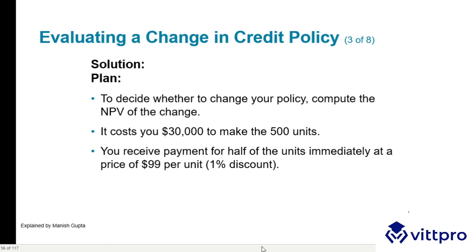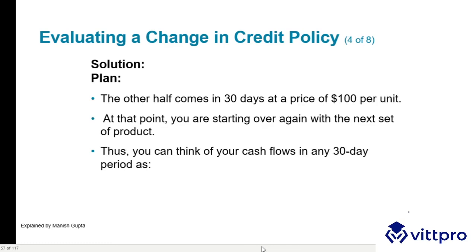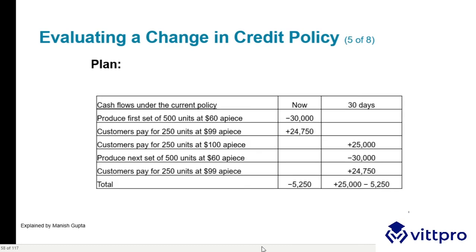It costs you $30,000 to make 500 units, and you will receive half of them immediately, right? $99 per unit, which means you get 44,000 something. Another half comes at 30 days, correct? At that point you start again, and you want the next batch of the product, so you have to pay immediately for the next batch. So if you think like this, you can make a cash flow every 30-day period, so every month, right? Let's say you are buying from an outside supplier at cash, so you are paying $30,000 now, and you are selling half now, so you get $24,000.